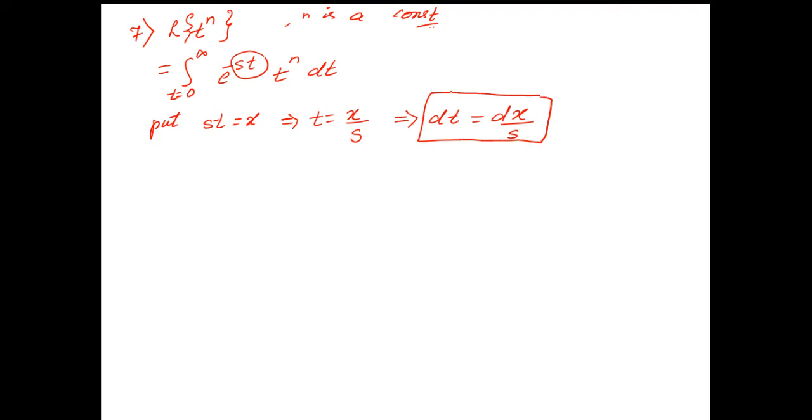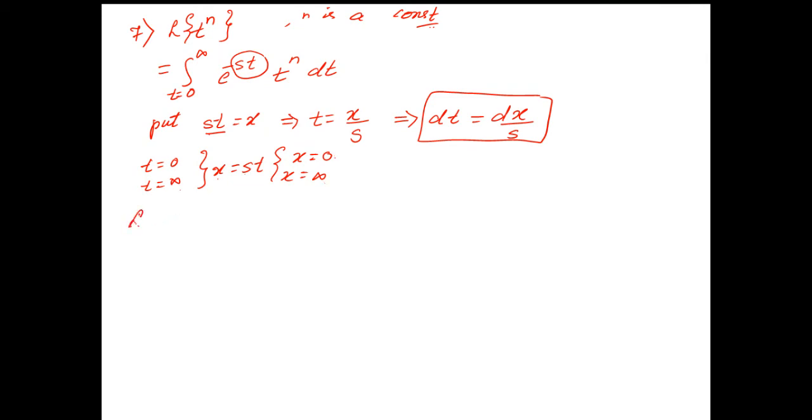And the old limit, t is equal to 0 and t is equal to infinity. And the new limit for x is equal to st. The limit becomes, when t is equal to 0, x is equal to s times 0, that is 0. And when t is equal to infinity, x is equal to s times infinity, so it is infinity. Your new limit for x also varies from 0 to infinity.